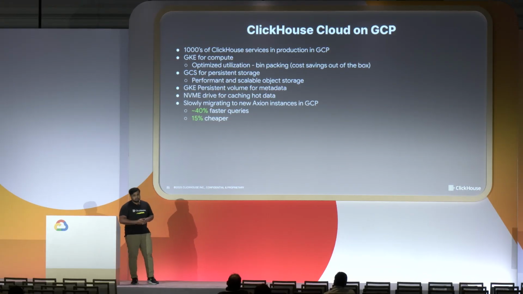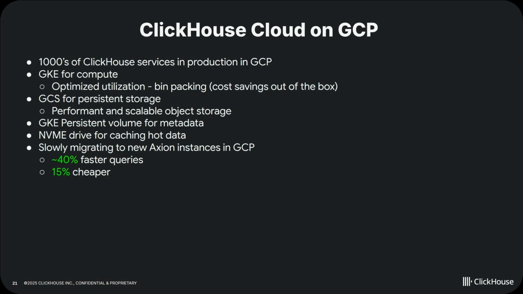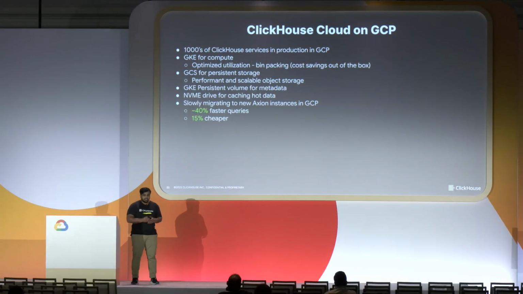So ClickHouse Cloud is available on GCP. It's also available through the GCP Marketplace. We already have thousands of ClickHouse services running in production on GCP right now. In terms of the compute and storage layer, for compute, we utilize GKE. All of our ClickHouse instances run on Kubernetes, so we utilize GKE. And we've received a lot of benefits from GKE, one of which is the optimized utilization feature, which GKE offers right out of the box. This means that we can do bin packing on our pods and ensure that we use a lesser number of nodes, so that we have higher cost savings.